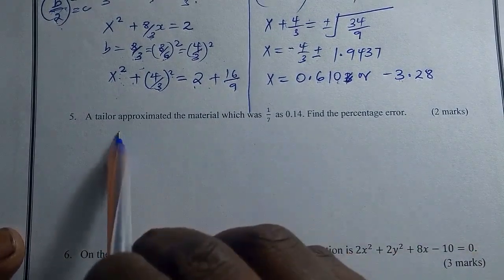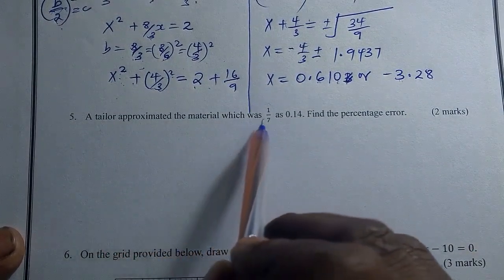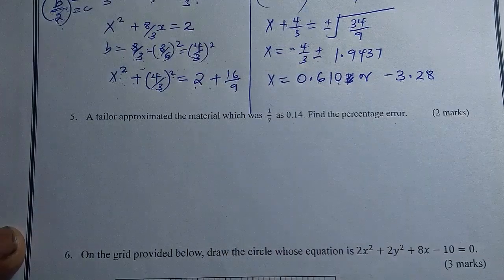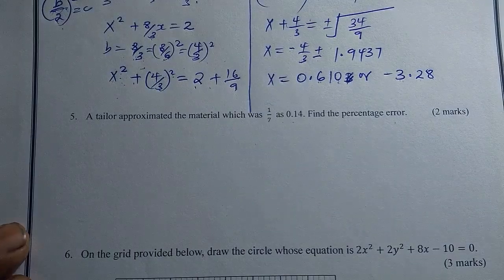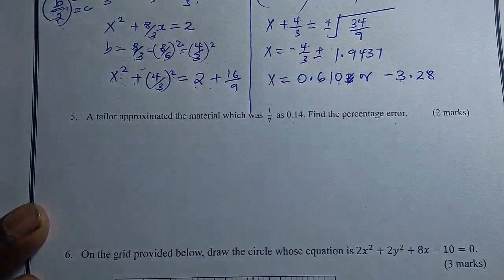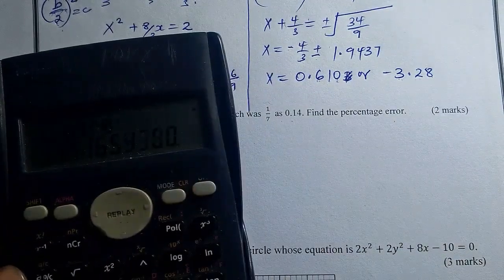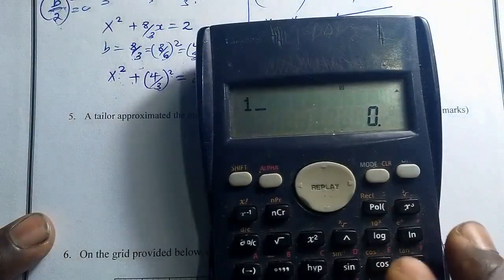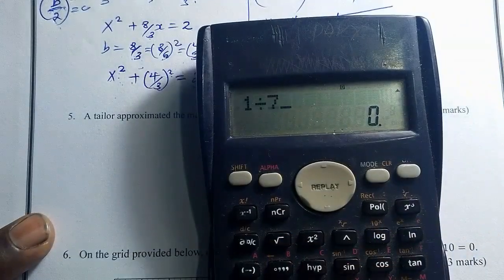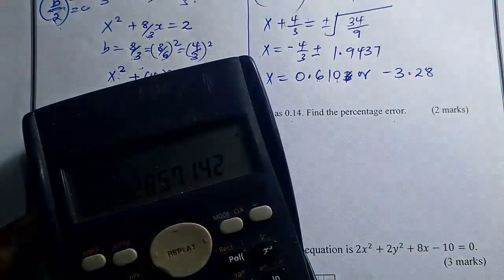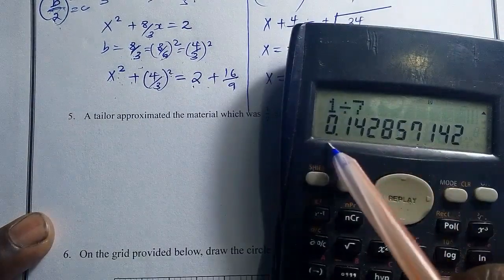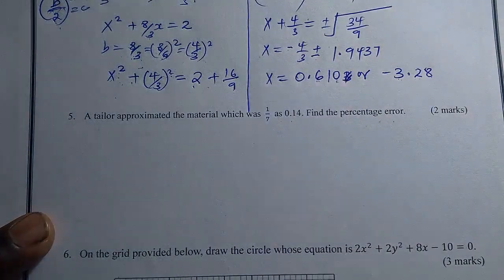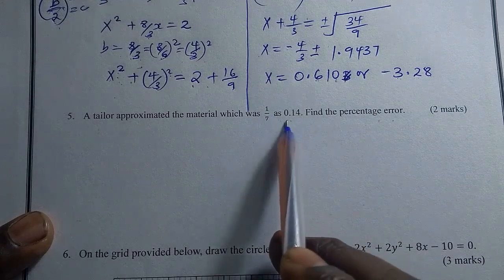A tailor approximated the material which was this as this. Find the percentage error. So if you approximate actually 1/7, 1 divided by 7, the answer is not 1.4. The answer is 0.142, whatever it is. Now this tailor truncated 1/7 as 0.14, so there is an error.